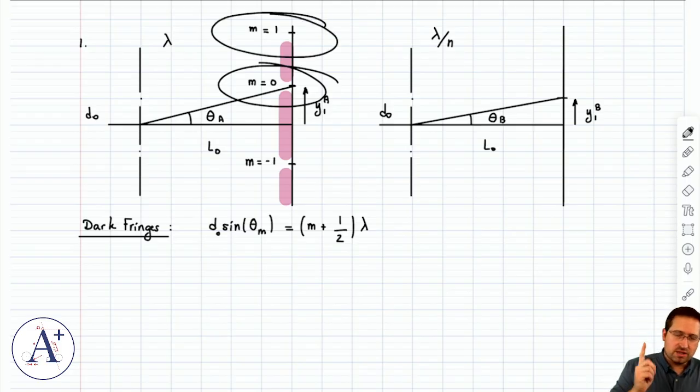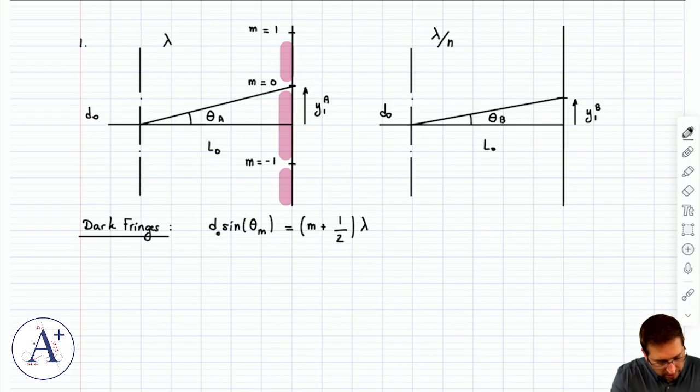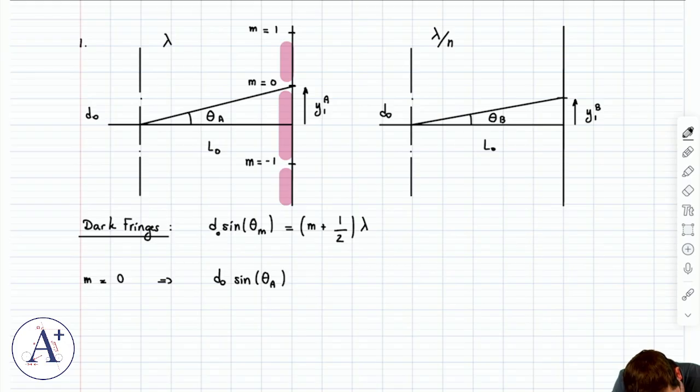M equals 1 is the second dark fringe above the center, etc. And so here I'm going to have m equal to 0 means that d0 sine theta a is equal to lambda over 2, right? Which means that sine theta a is equal to lambda over 2 times d0.